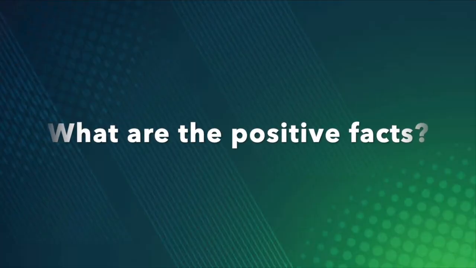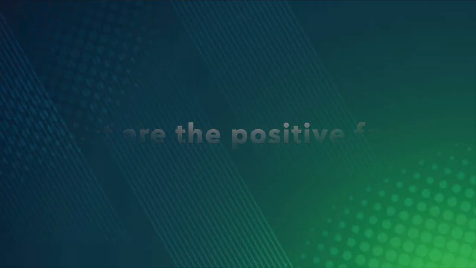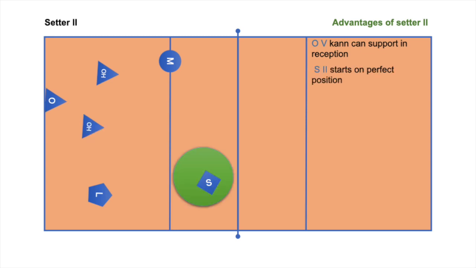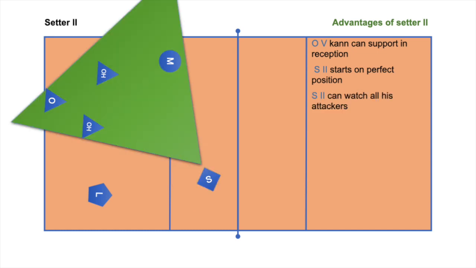But yes, as always, there are positive things as well. When the opponent has a very strong serve, the opposite can support in reception. The setter on position 2 starts in a perfect place since he doesn't have to move before arriving at his setting position. Standing already there, he can watch all his attackers and see who is prepared for the attack and how fast he can set the balls for his attackers.